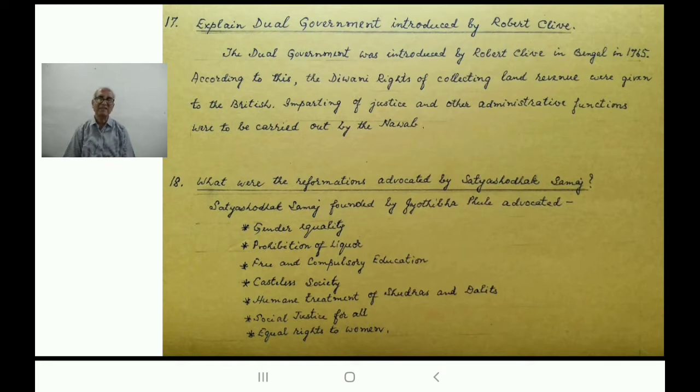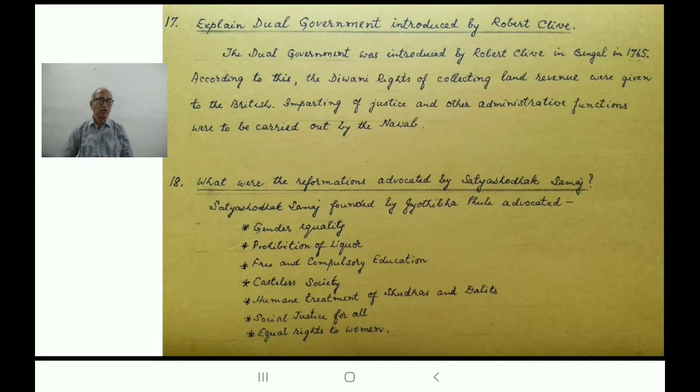How can you write them? Look there. Satyashodhak Samaj was founded by Jyotiba Phule. What did it advocate? What did it put forth? First one, gender equality. Men and women are equal. Both the sexes are equal.